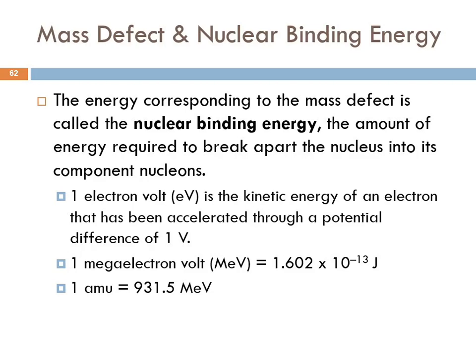Using E equals mc squared, we can come up with a relationship between 1 atomic mass unit and mega electron volts. And that's this guy right here. 1 atomic mass unit is equal to 931.5 mega electron volts. This is a very useful conversion factor. Because in that previous problem with the uranium, instead of pulling out Einstein's equation and getting out the speed of light, we could just use this and calculate the energy in electron volts.